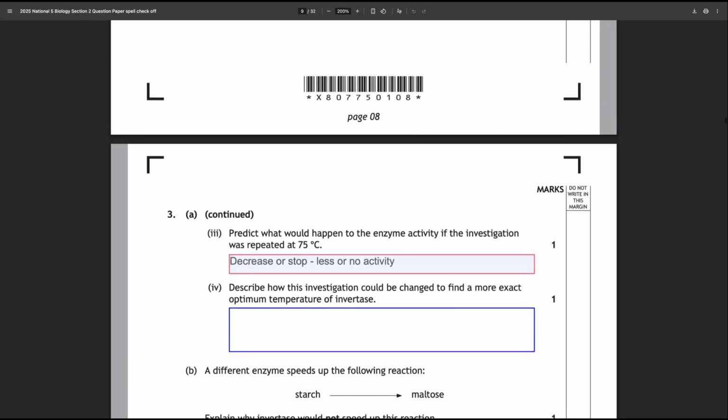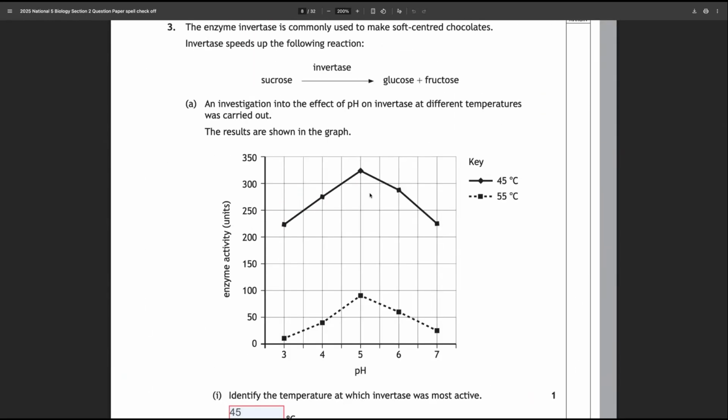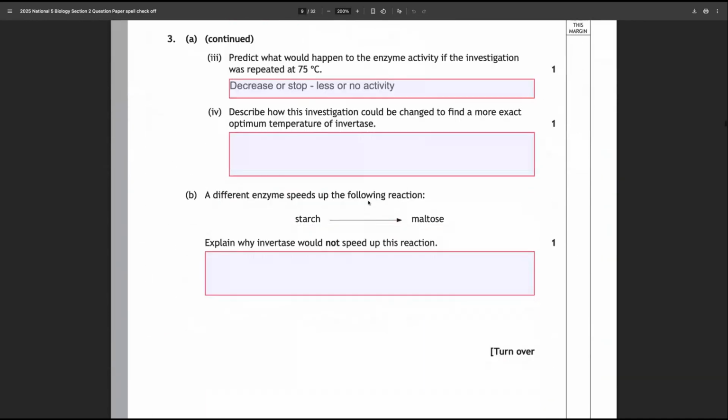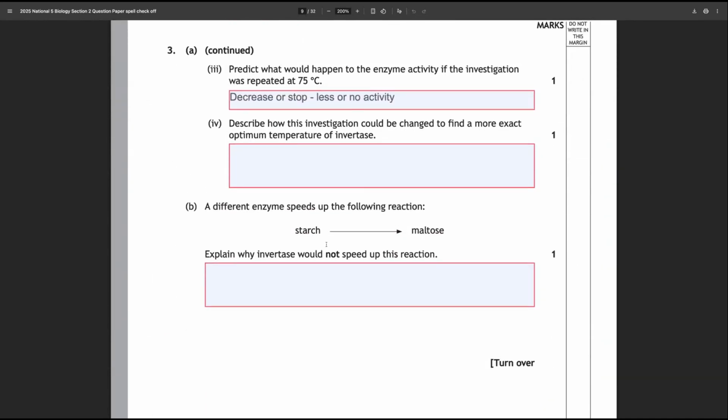Now, the result of this was that 45 degrees obviously produces a much greater enzyme activity than 55 degrees. But what we don't know for sure is that if we had a temperature in between 45 and 55, would that in fact have been the optimum temperature? So what we'd want to do here is repeat, but this time with more temperatures, both above and below the optimum, which was 45, wasn't it? Okay, so we'd repeat with more temperatures both above and below the 45 degrees.